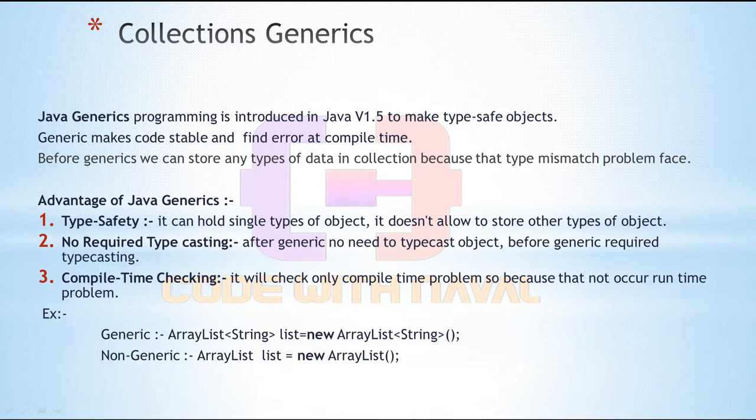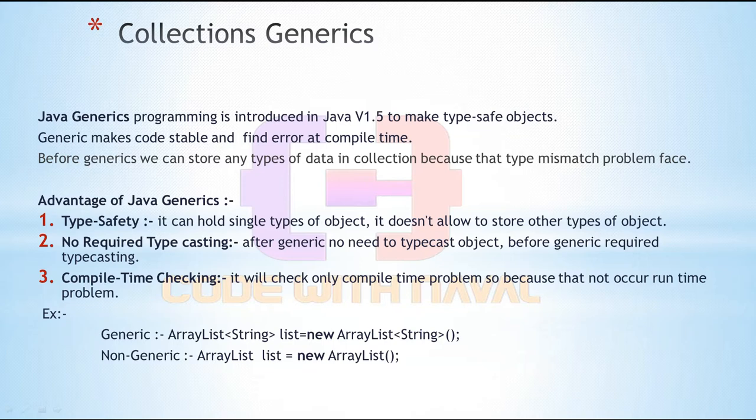The third point is compile time checking. It will check problems at compile time, so runtime problems do not occur. Compile time problems are always better compared to runtime problems, because a runtime problem can come at any time. If we put our code in production and this runtime error comes at that time, it's very bad and costly. That's why a compile time error is always better than a runtime error.